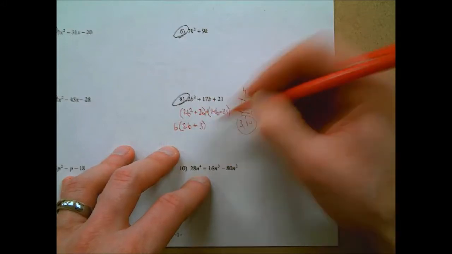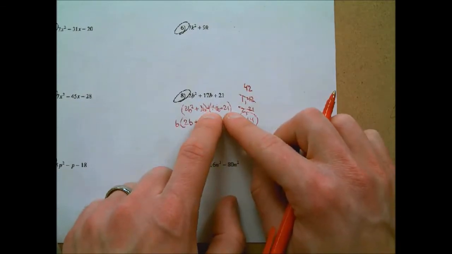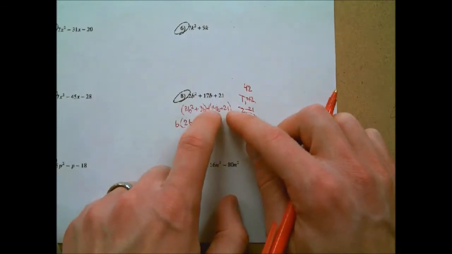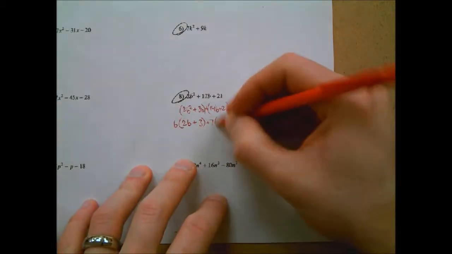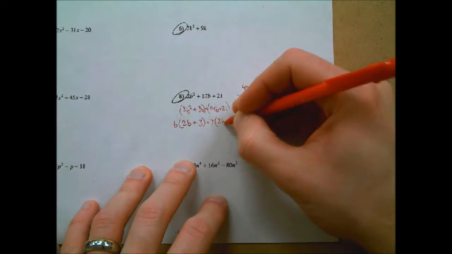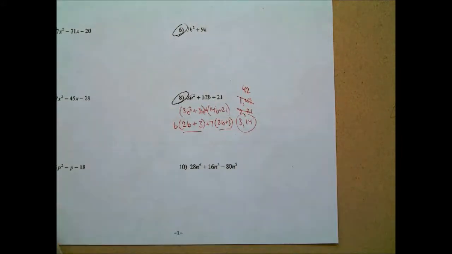Good. Okay. Now, how about 14b and 21, Catherine? What can we divide 14 and 21 by? 21 divides by 3, but not 14. Anybody, what can we divide 14 and 21 by? 7. So we'll take a 7 out. 14b divided by 7 is 2b. 21 divided by 7 is 3. Okay, and again, we have 2b plus 3 in common there.